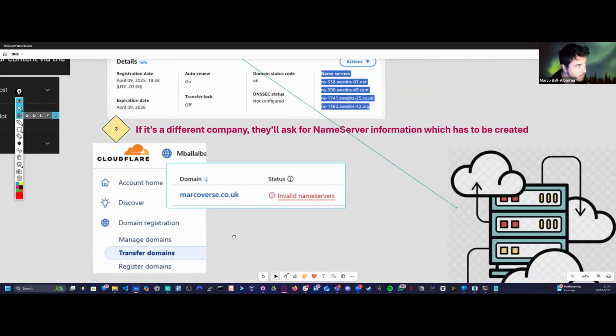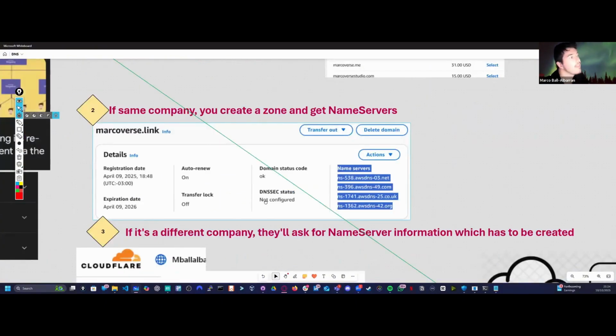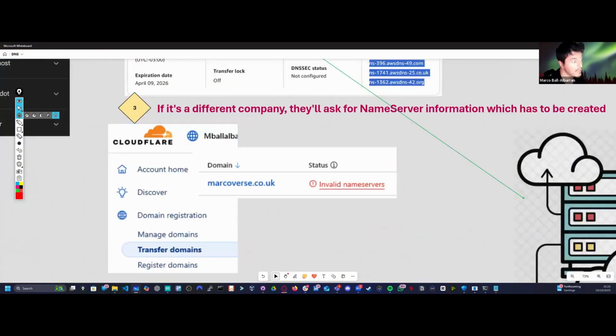Okay, so at this point, we have a domain that's being registered. We have a DNS zone that's ready to go because it's being hosted on some name servers. And then we have all the networking bits and bobs. All my ducks are aligned on those name servers.